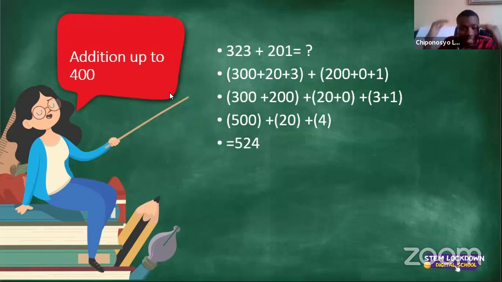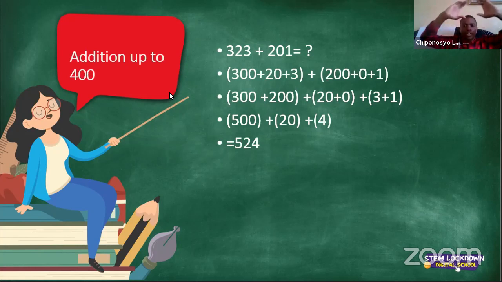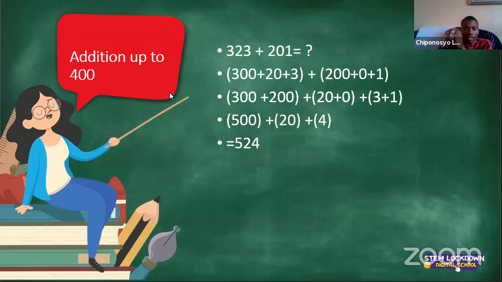Now we go to the next step. Our next step says you need to add the hundreds together, add the tens together, add the ones together. So the first step, step number 1, we broke it up. We said it's 300 plus 20 plus 3. That gave us 323. Then we went to the next step, which was 200 plus 0 plus 1. Now we're adding the hundreds together, then the tens together, then the units together.